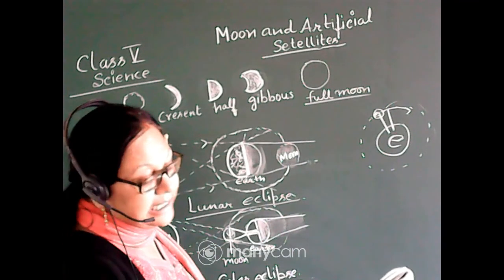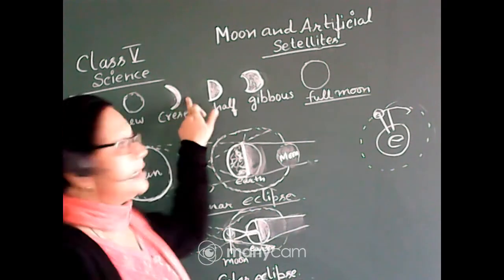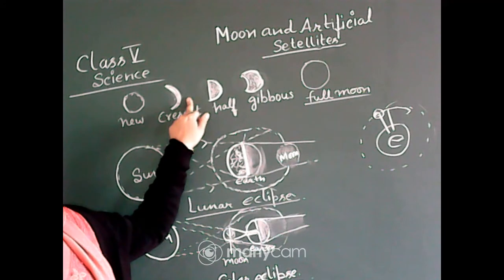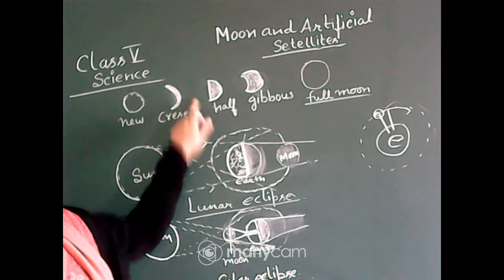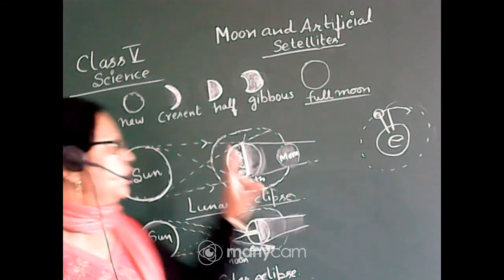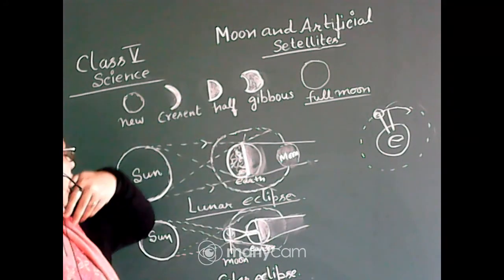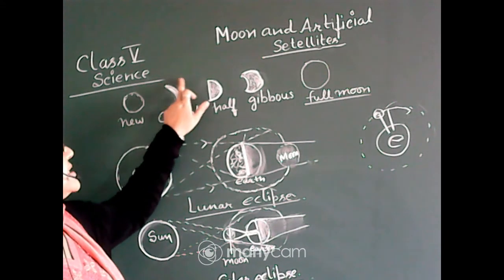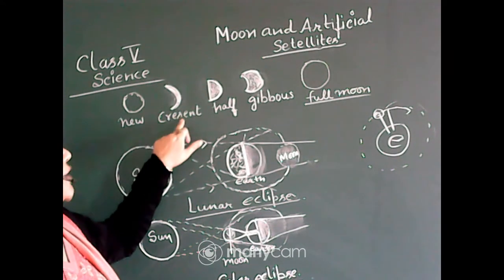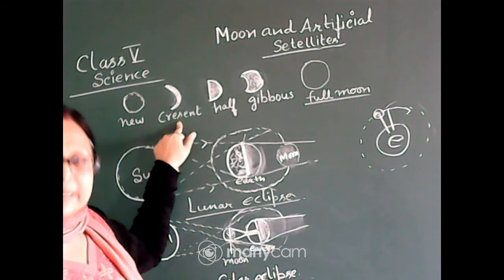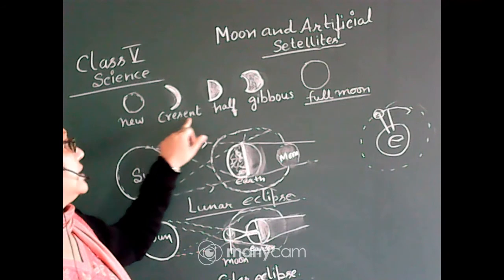The second phase is the crescent moon. When a little bit of rays reach it, as the moon moves further, you can see a small amount of sunlight reflecting from the moon. This portion is only in the C shape. So we can see only this shape of the moon, which reflects back the sunlight it is getting. This shape is called the crescent moon.